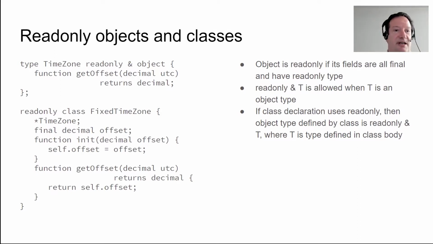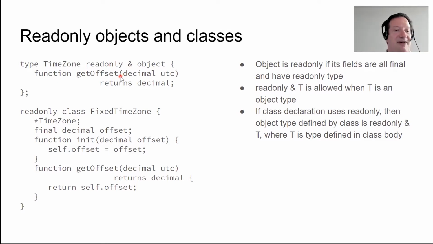Objects can be read-only. We saw that any data can be read-only, but objects can also be read-only. If you want to get a read-only type, you can just use read-only together with the object type, just as usual.